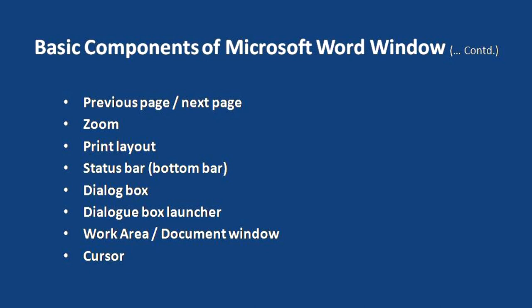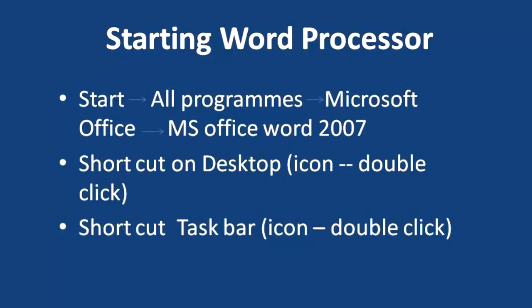By using all these components or the features that are available, we will be working in a work area or the document window. How to start a word processor? It can be started in different ways. One way is desktop. You can notice the start button. You can click on that start button. You will see all programs. Then click on all programs.